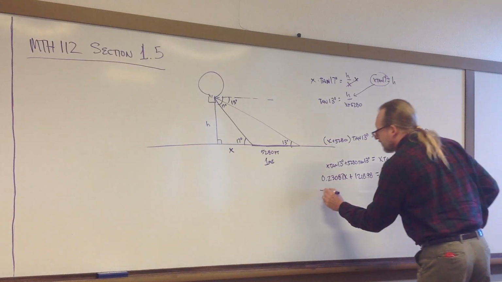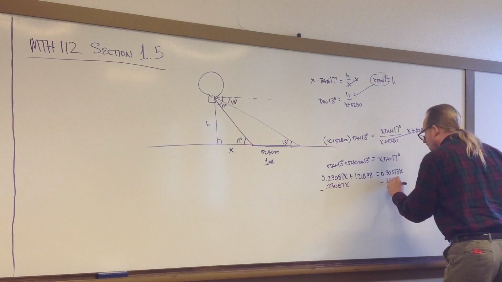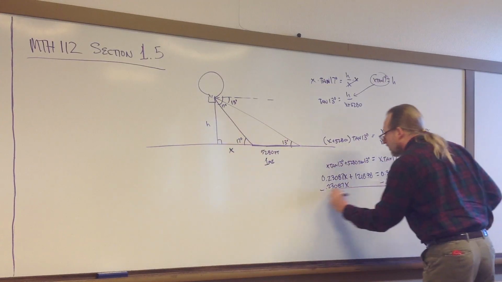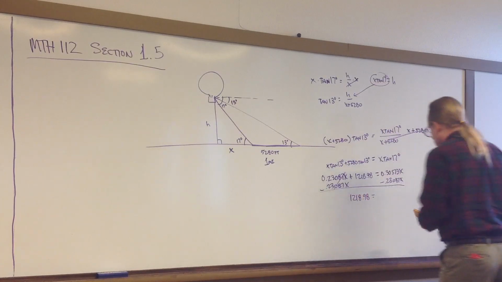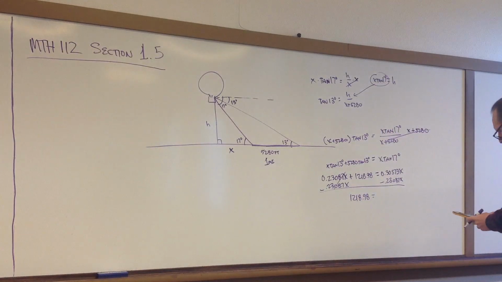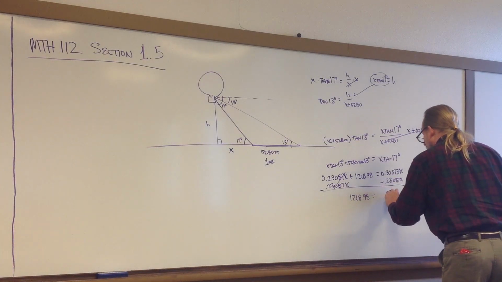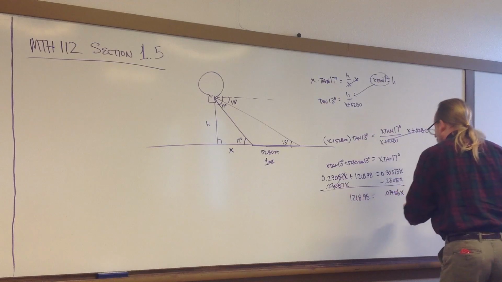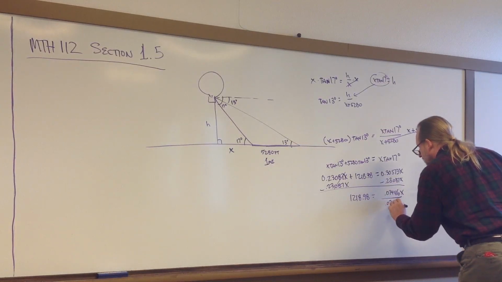Okay, so same thing we did in that last problem. Subtract this on both sides. We'll leave that 1218.98 where it is. Let's see, 0.30573 minus 0.23087. And we get 0.07486. Okay, there we go. So now we just have to divide on both sides.